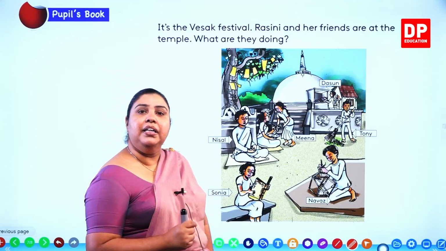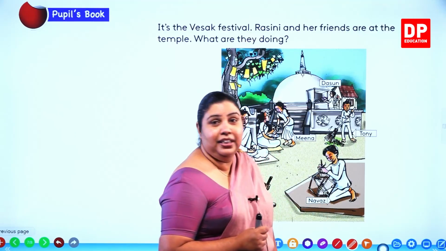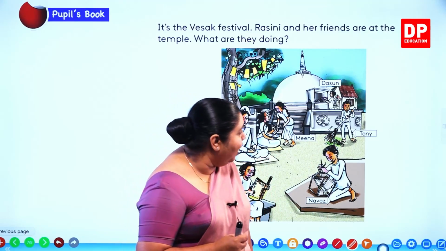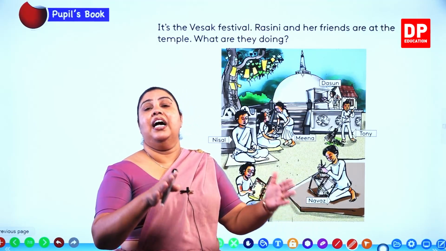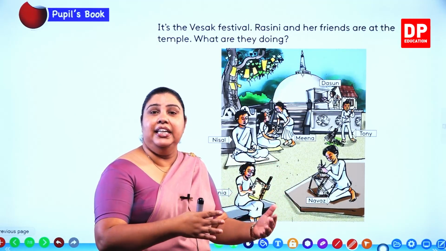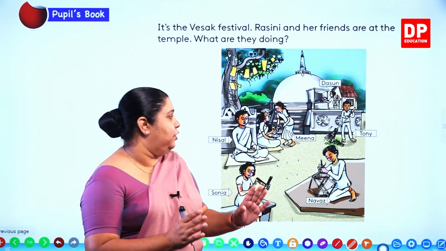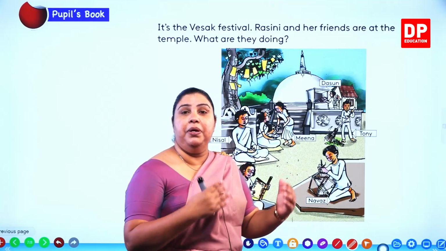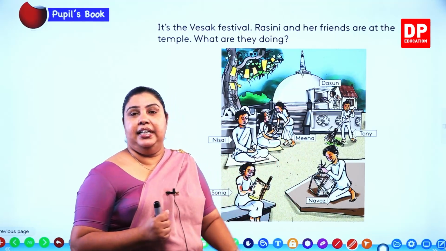Then what is Tony doing? Can you see? Tony is wearing a long pair of trousers. And what is he doing? He is cleaning the garden. He is sweeping the temple. Right? Cleaning. Actually, he is cleaning because he is sweeping. Can you see with what he is cleaning?